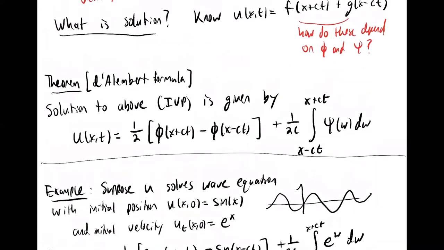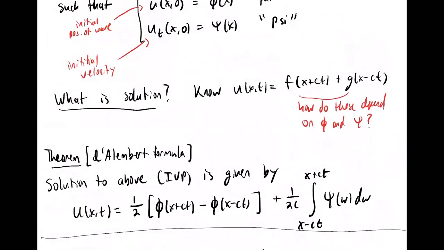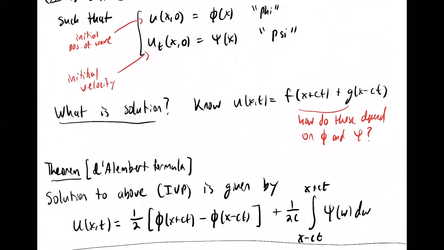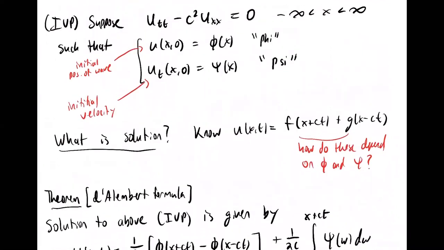So how does this actually work? Well, we're going to use the previous theorem, right? We know that u is some function f of x plus ct plus some other function g of x minus ct. And then we also know certain pieces of information about what happens when I set t equals 0 with respect to either just the function u and also with respect to its derivative. And so by combining these pieces of information together, we'll be able to arrive at the formula.